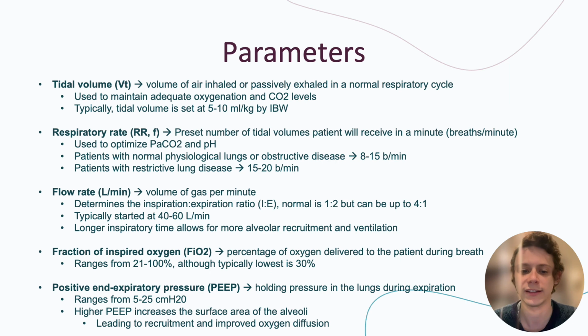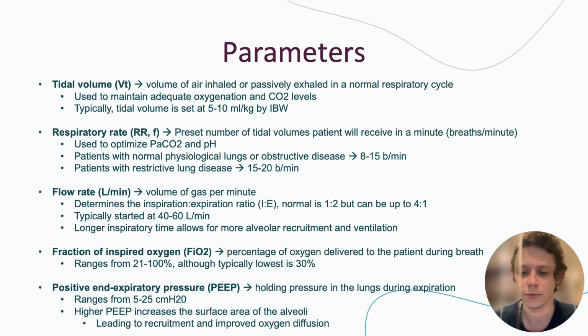Next, you have your respiratory rate. That is fairly self-explanatory. It's a preset number of tidal volumes the patient will receive in a minute, so you'll see it indicated as breaths per minute. It's used to optimize the arterial CO2 pressures as well as the pH, so it's a way to blow off some of the CO2 in a respiratory acidotic setting. In patients with normal physiological lungs or obstructive lung disease, typically you'll see a respiratory rate of 8 to 15 breaths per minute. If the patient has some form of restrictive lung disease, it might be around 15 to 20 breaths per minute. But really it can range anywhere from around 8 to 20 or so.